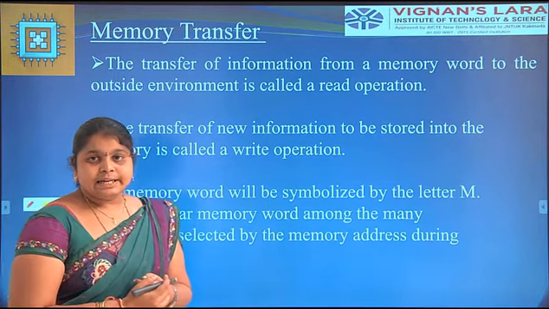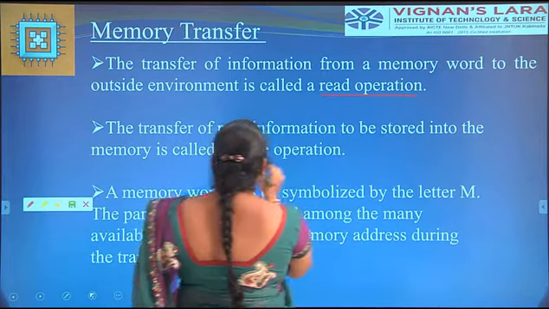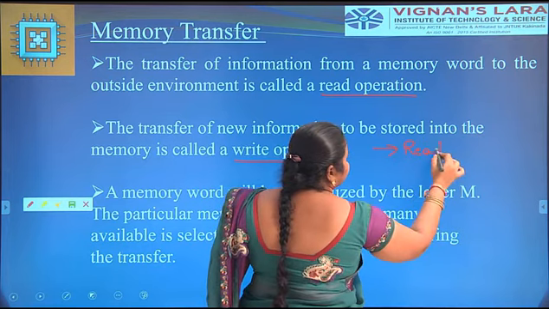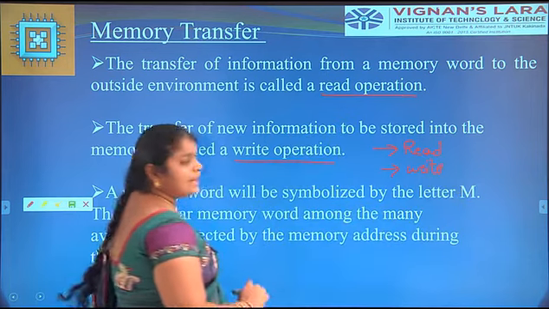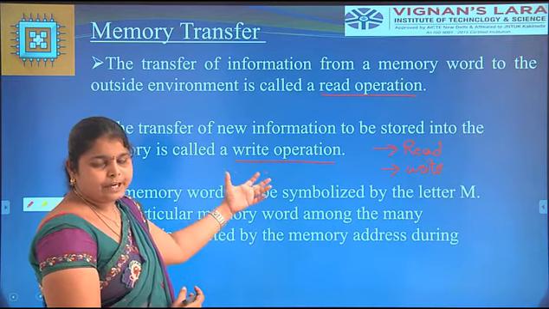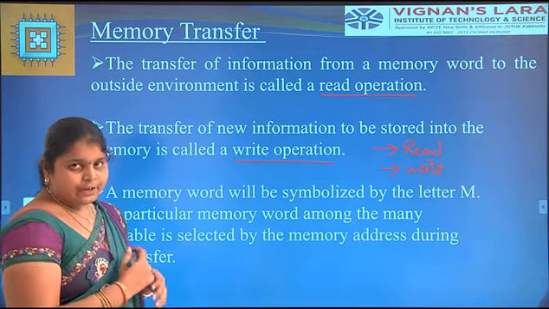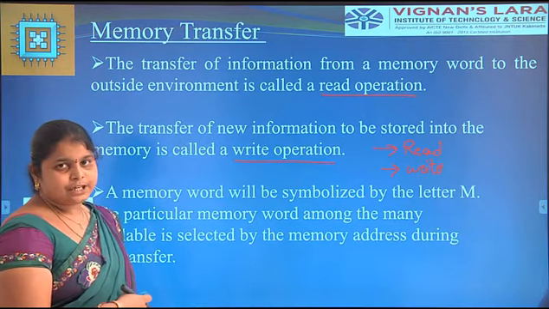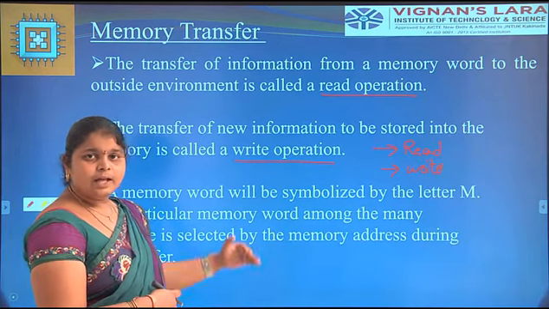Memory transfer is represented in 2 operations or 2 ways: read operation and write operation. The memory can be transferred from one register to another with the help of these memory operations. What is the read operation? The transferring of information from a memory word to the outside environment is called the read operation.